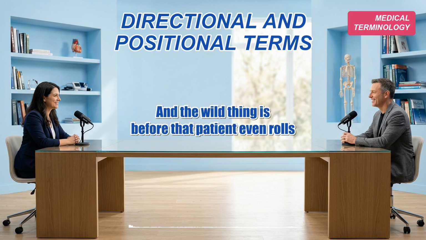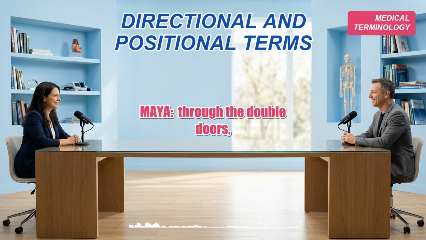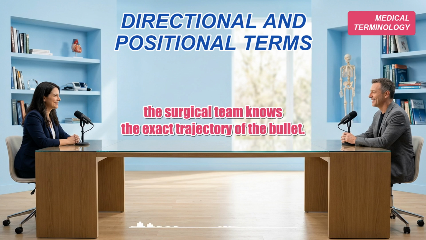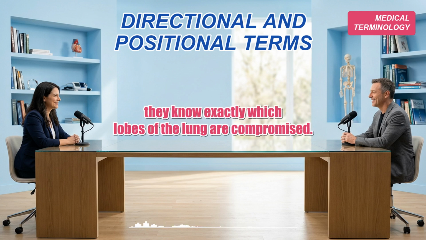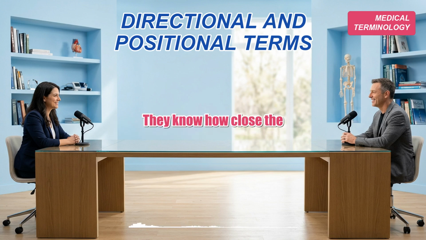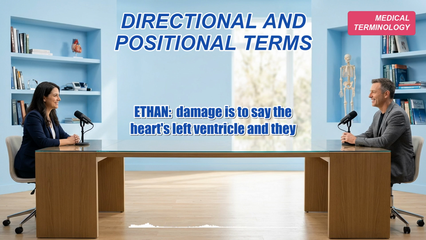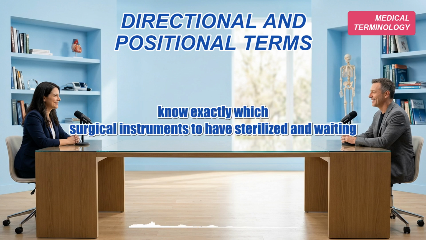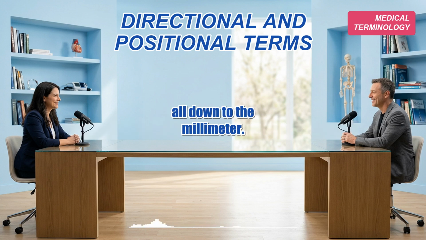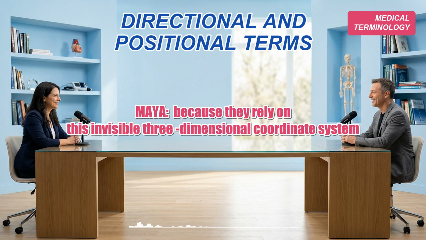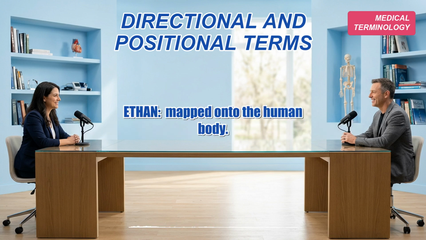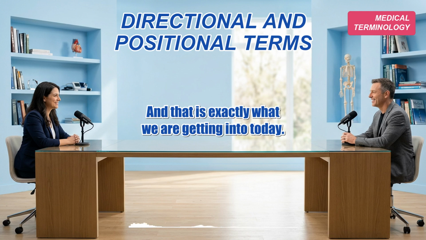And the wild thing is, before that patient even rolls through the double doors, the surgical team knows the exact trajectory of the bullet. They know exactly which lobes of the lung are compromised, how close the damage is to, say, the heart's left ventricle, and exactly which surgical instruments to have sterilized and waiting, all down to the millimeter. It really is absolute precision because they rely on this invisible three-dimensional coordinate system that's mapped onto the human body. And that is exactly what we are getting into today.